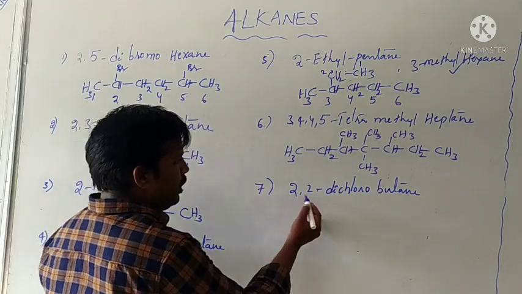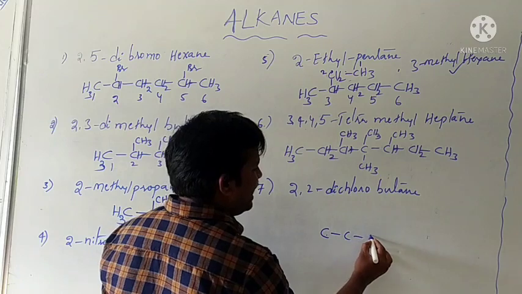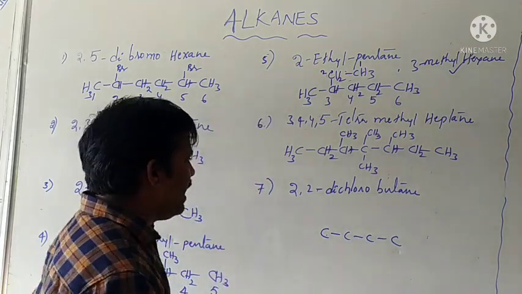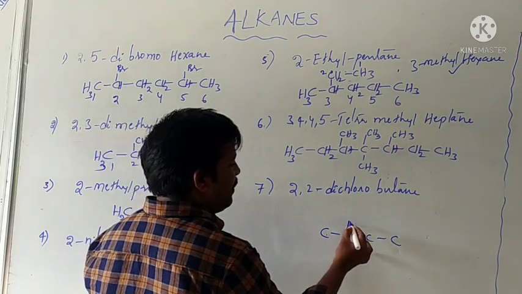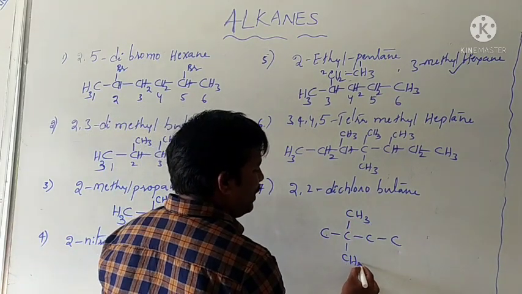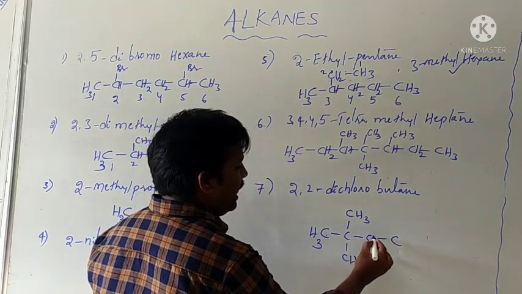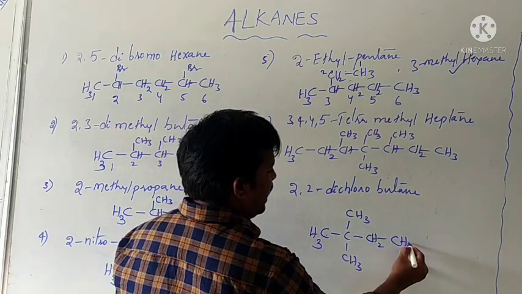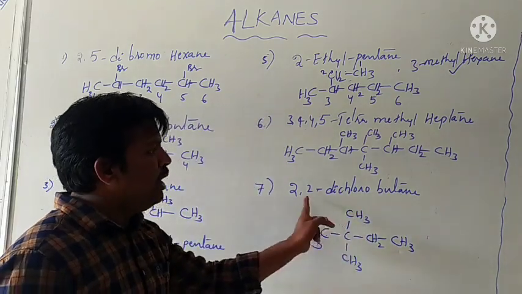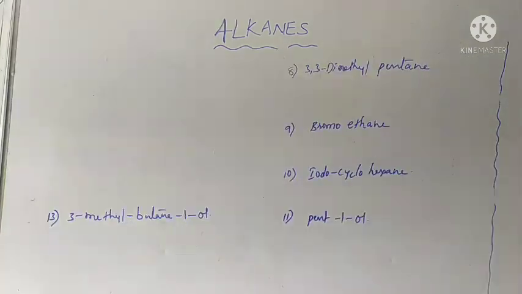Tetramethyl heptane. Now, 2,2-dibromobutane. Butane itself indicates the total of 4 carbons present in the carbon chain, and the second position is occupied by 2 bromo substituents. Therefore, the remaining carbon valency is filled with hydrogens like this. Therefore, 2,2-dibromobutane. We'll see some more examples.